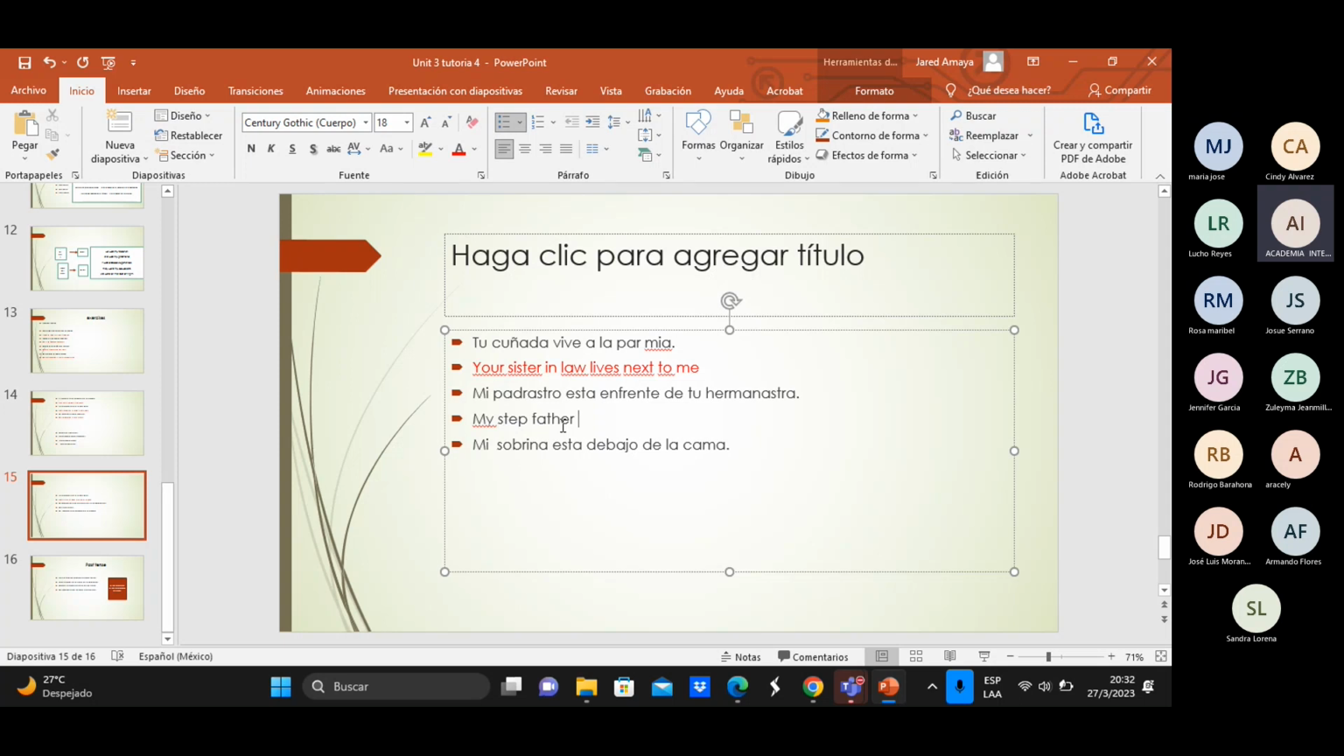Pero creo que falta algo ahí. My stepfather is. And then, is. I don't know, in from? Falta una palabrita nada más. In front of. Okay. In front of. En frente de. In front of. Your brother. Your stepsister, como alguien mencionó. Your stepsister. Stepsister. My stepfather is in front of your stepsister. Yeah, that's right. And this is the last one.